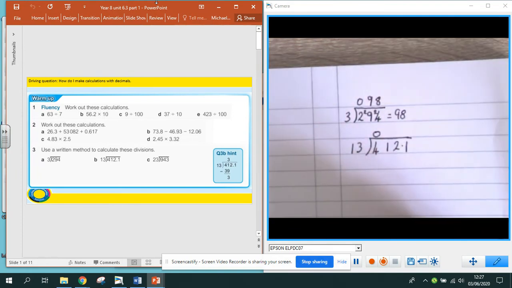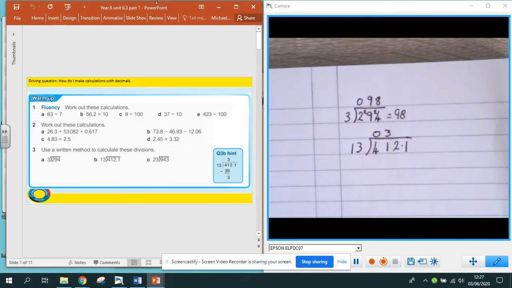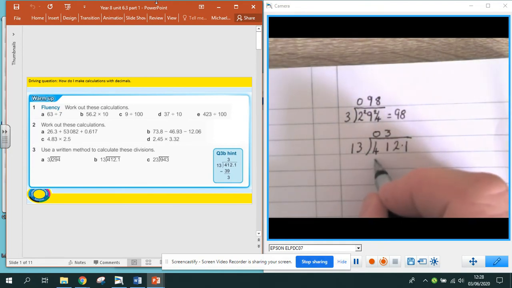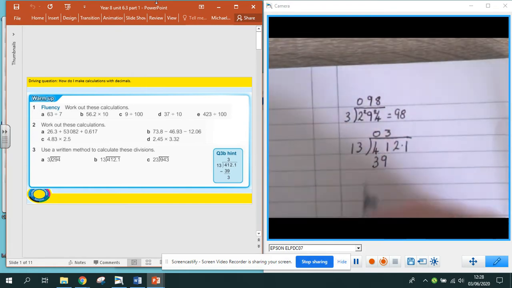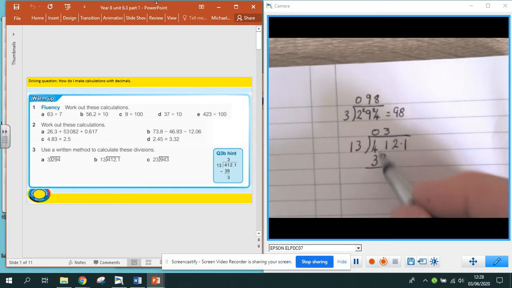There aren't any. How many 13's? I'm not going to write it down because I know that I've got 41 here. How many 13's in 41? Well, are there any 13's in 41? Yes, there are, because obviously 41 is bigger than 13. Helpfully, they've told us that it's 3, which is correct. And they've also told us that 3 13's are 39. So underneath the 41, I write the 39. If I take the 39 away from 41, I'm left with 2.